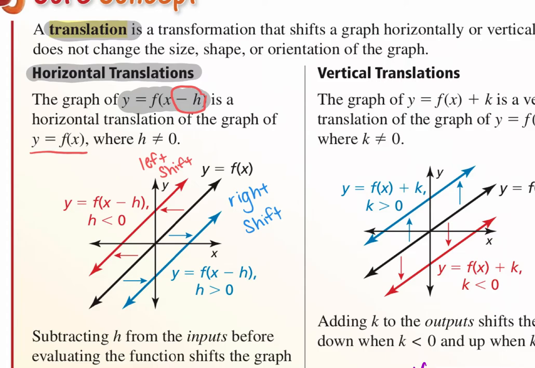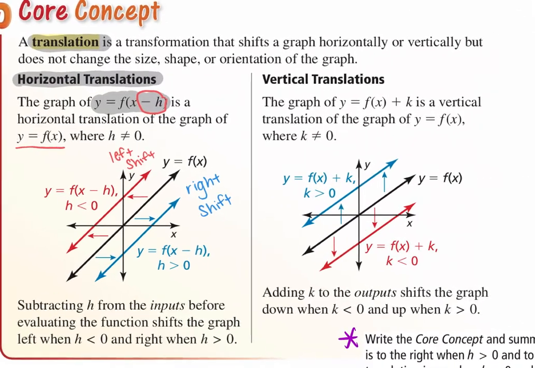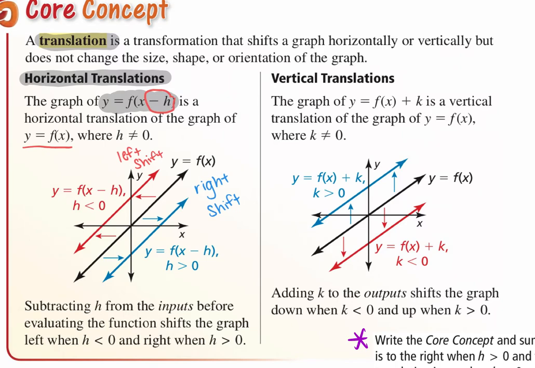Take a look at the vertical translations. The graph of y equals f of x plus k is a vertical translation of the graph y equals f of x. Highlight y equals f of x plus k.